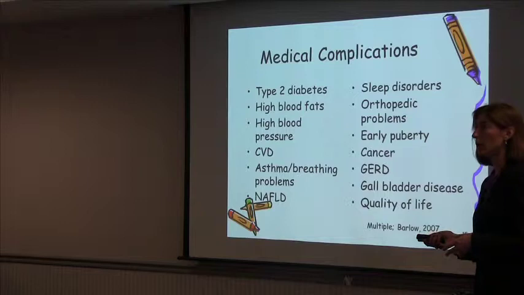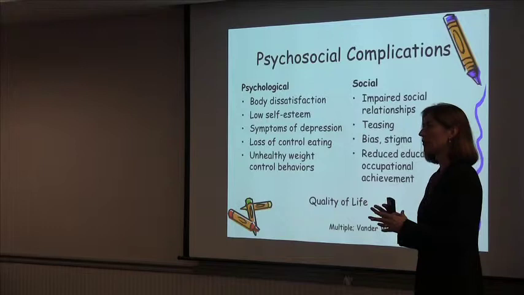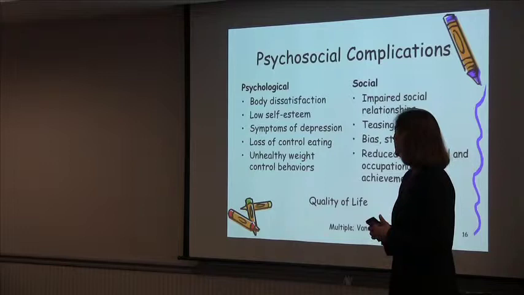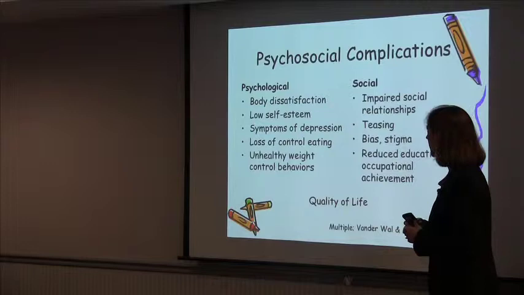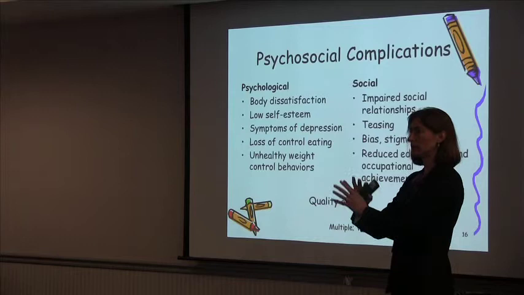In terms of our psychosocial complications, actually for the psychological complications, the relationships range between small to moderate in terms of effect size, but we see body dissatisfaction, low self-esteem, symptoms of depression, loss of control eating, and unhealthy weight control behaviors. And in the case of depression, it's kind of interesting. Most of the research literature suggests that pediatric depression leads to an overweight status, and very little literature supports the opposite relationship. It's quite rare.